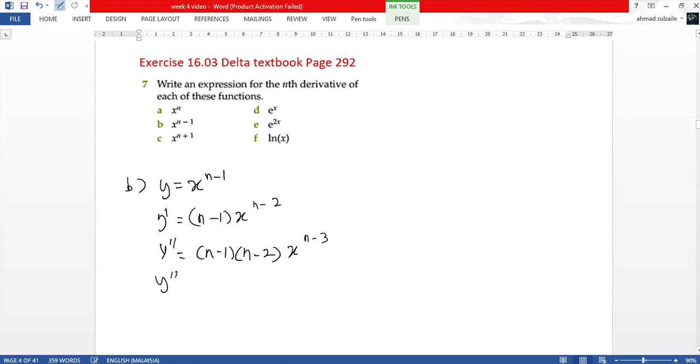Okay, how about y triple prime? Again, n minus 1, n minus 2, n minus 3. Where does n minus 3 come from? Bring down the power, put in front, multiply with the rest of the coefficients. So you have this kind of format. Therefore, subtract 1 from your power, n minus 4. Then what is y^(n)?